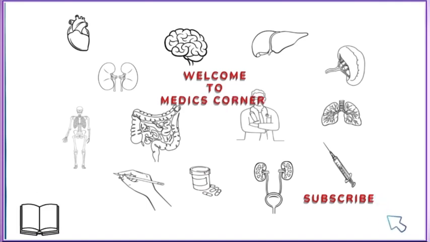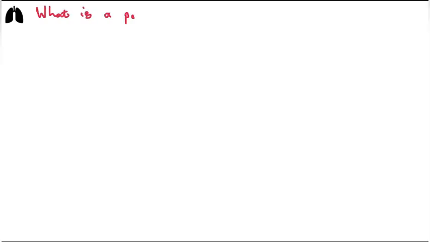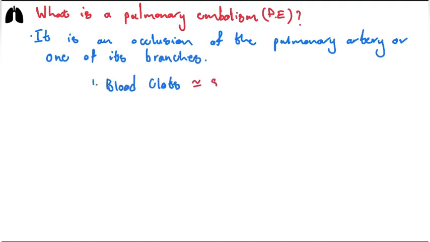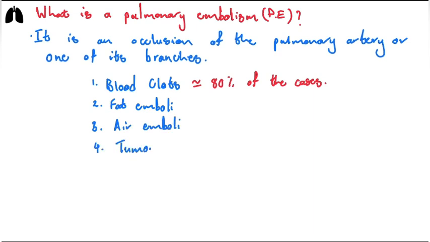Today we're going to be discussing pulmonary embolism. What is a pulmonary embolism, or a PE? It is an occlusion of the pulmonary artery or one of its branches. About 80% of the cases are due to a blood clot. Fat emboli, air emboli, or a tumor may also cause a PE.